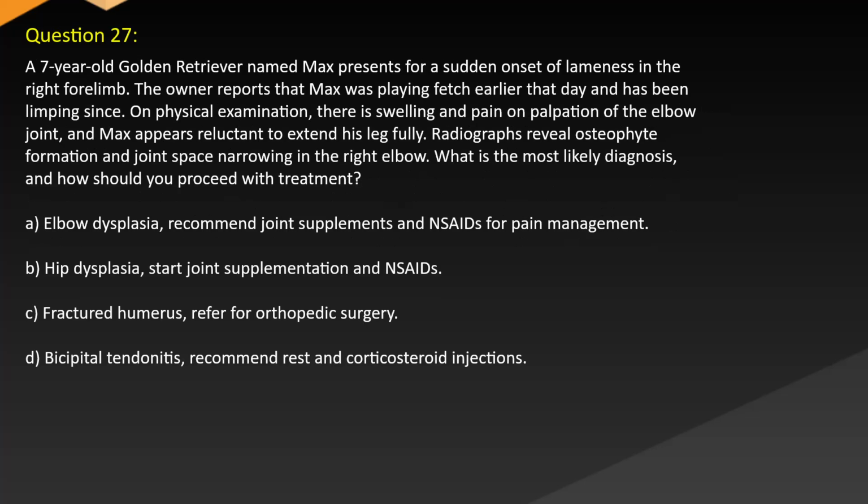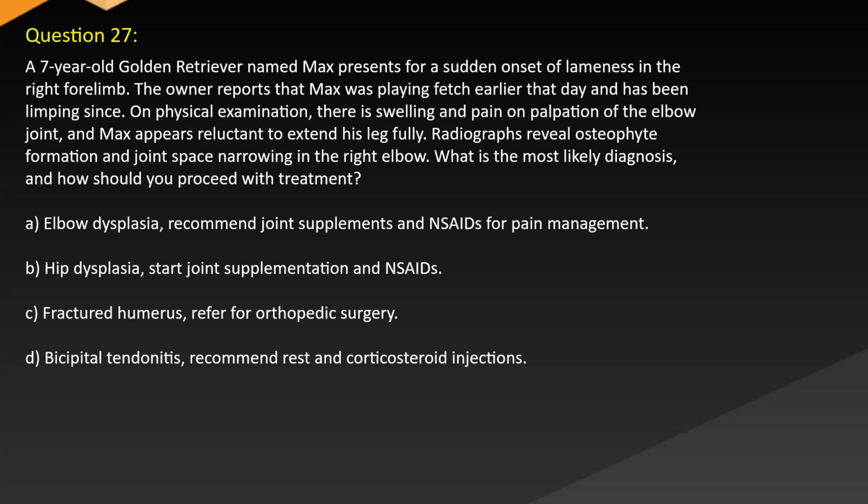Question 27. A 7-year-old golden retriever named Max presents for a sudden onset of lameness in the right forelimb. The owner reports that Max was playing fetch earlier that day and has been limping since. On physical examination, there is swelling and pain on palpation of the elbow joint, and Max appears reluctant to extend his leg fully. Radiographs reveal osteophyte formation and joint space narrowing in the right elbow. What is the most likely diagnosis, and how should you proceed with treatment?